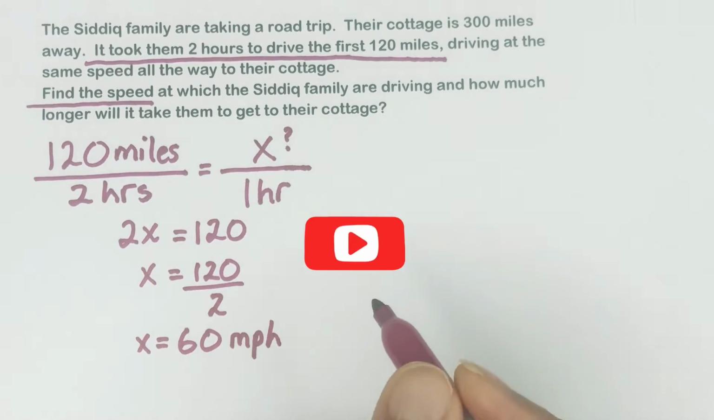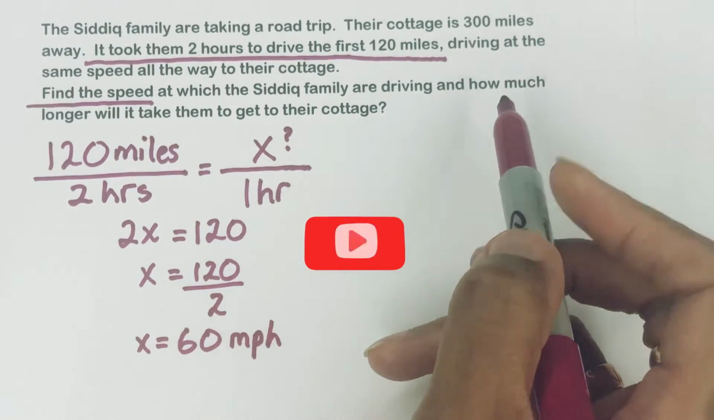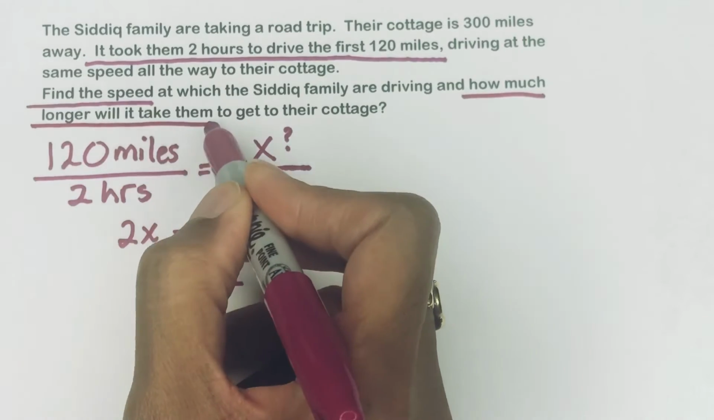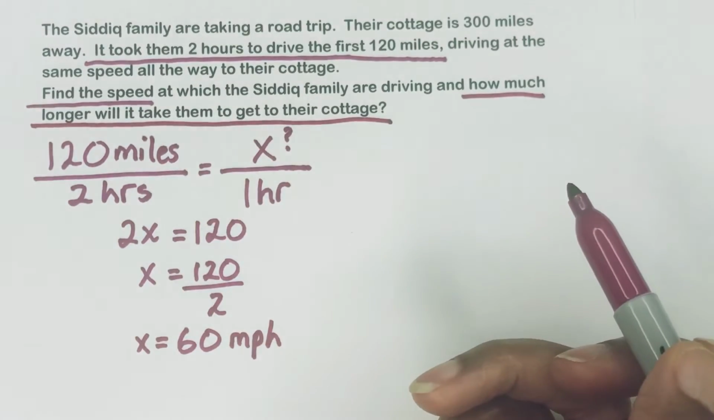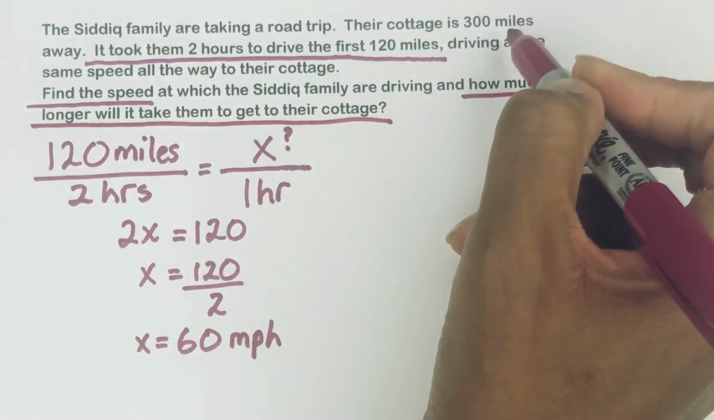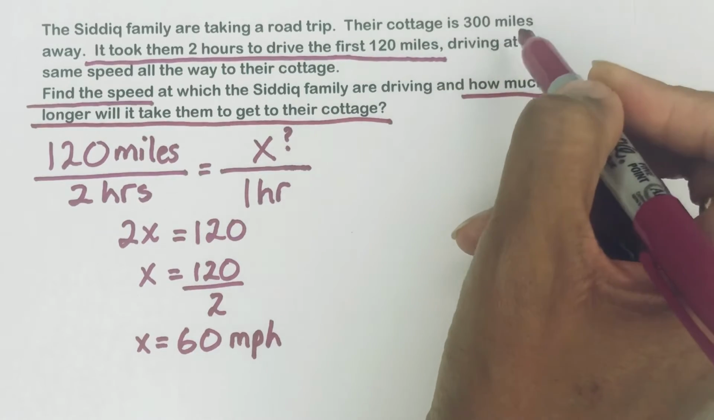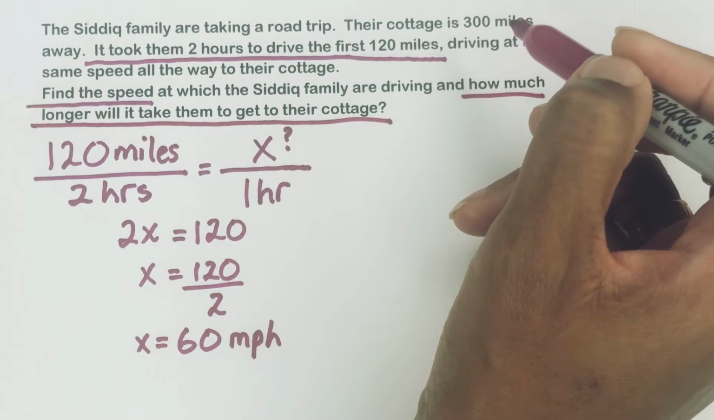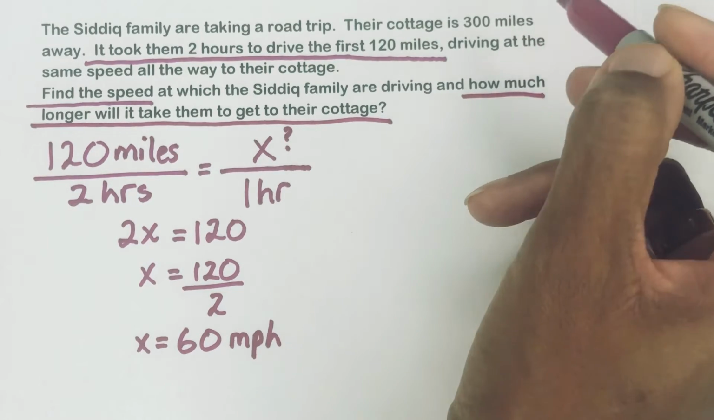Now we have a second part to the question. The second part said, how much longer will it take them to get to their cottage? So we're looking at time now. What did we see here? 300 miles. We're not looking for the speed now; we're looking for how many hours it will take them to get to the cabin.